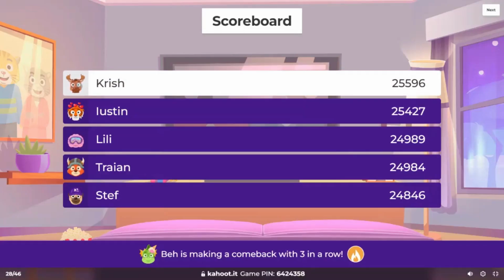Static top 5. So we're looking at the elite players. We've got Chris, Houston, Lily, Trayan, and Steph. Bear is making a comeback with 3 in a row. Great job! Right, next one.